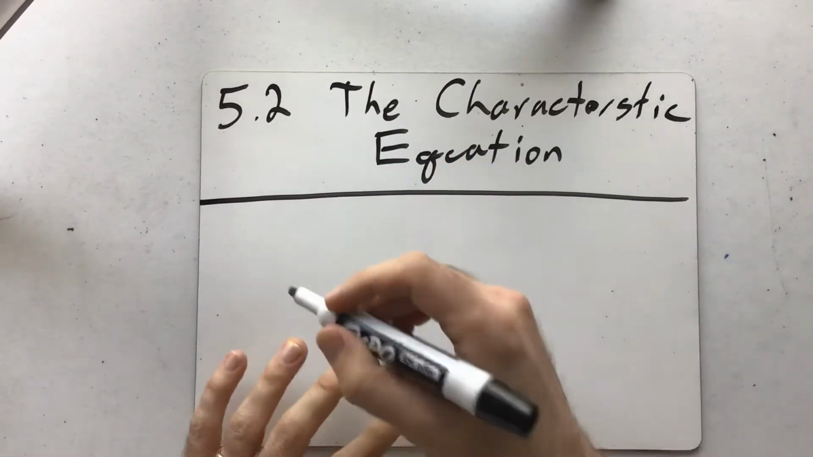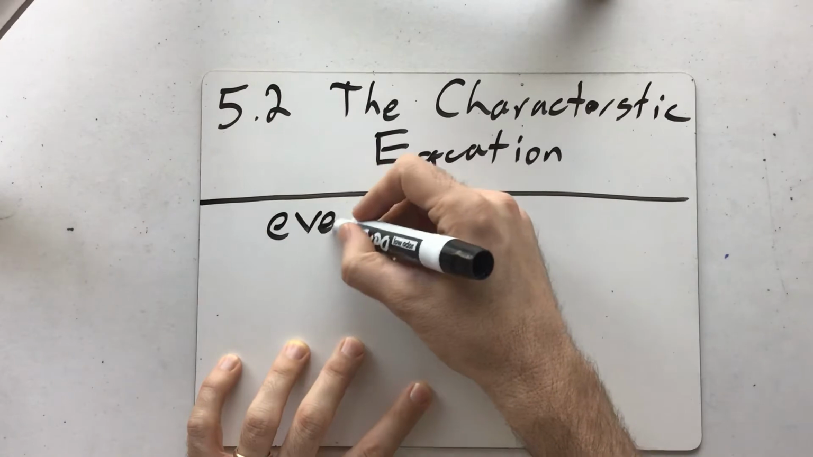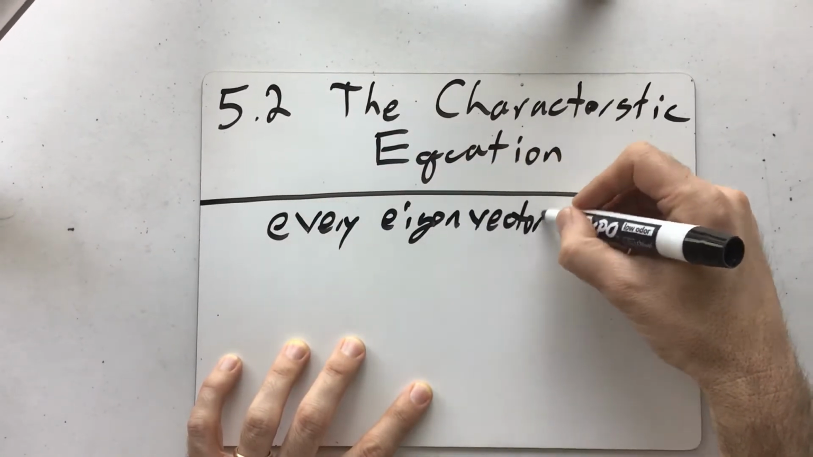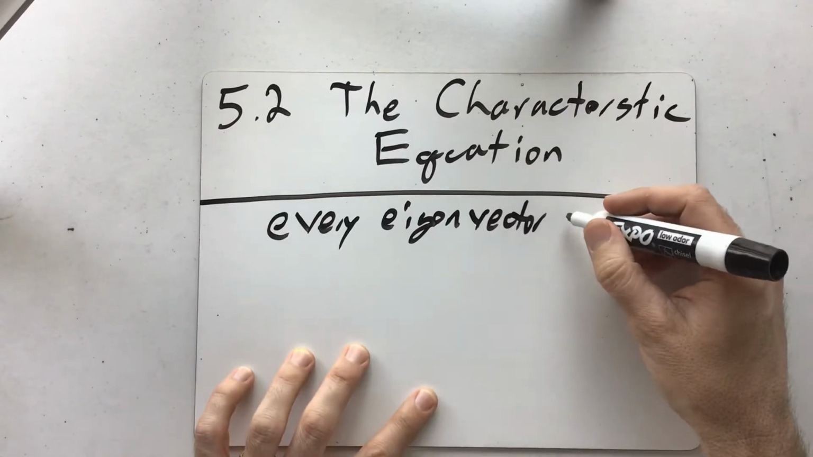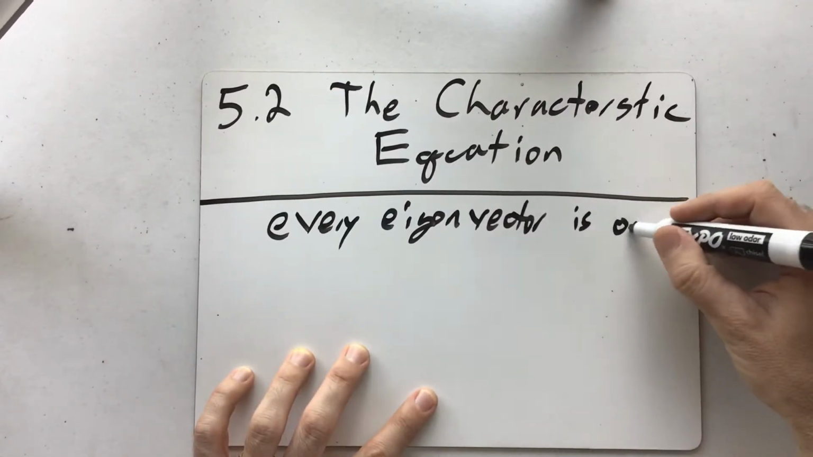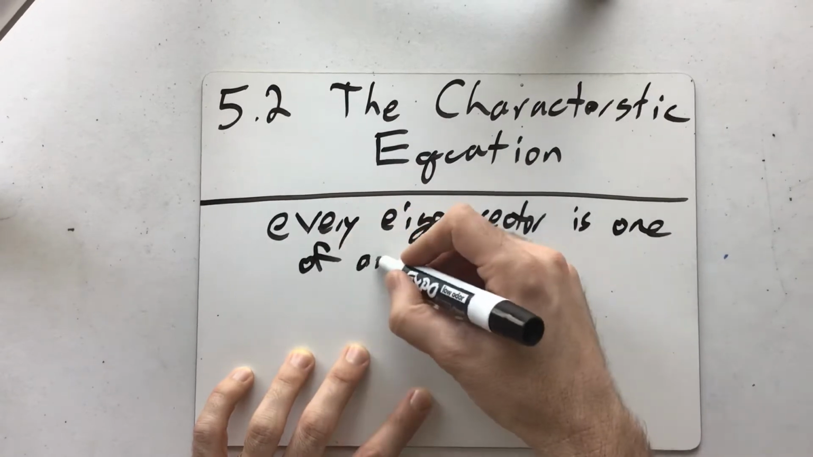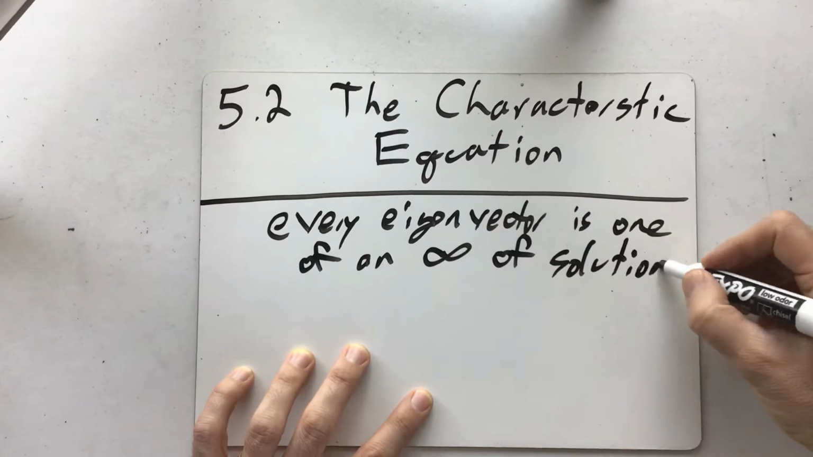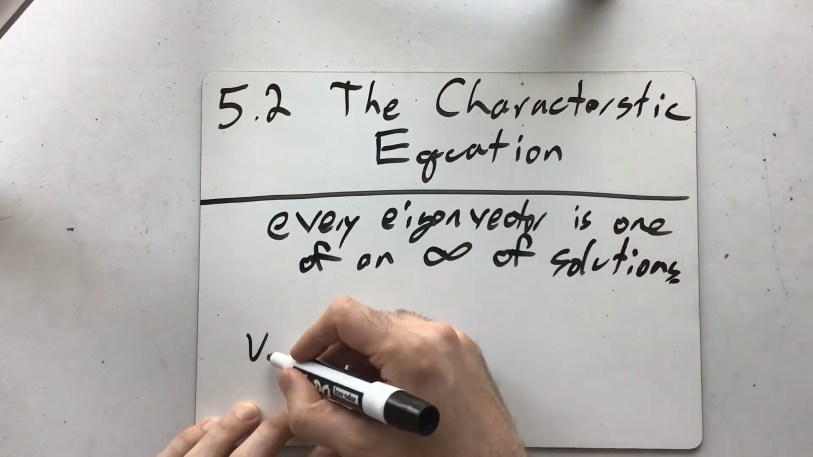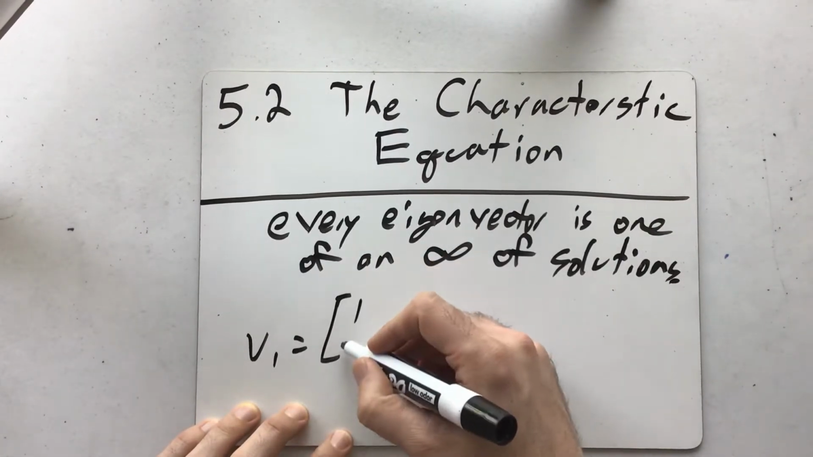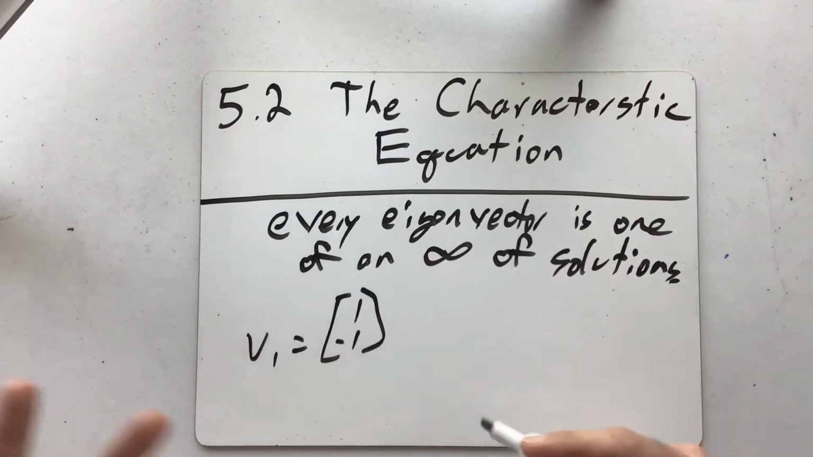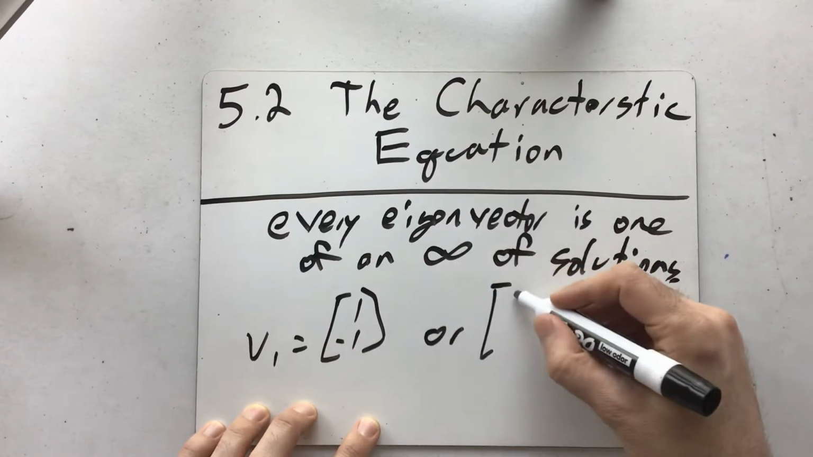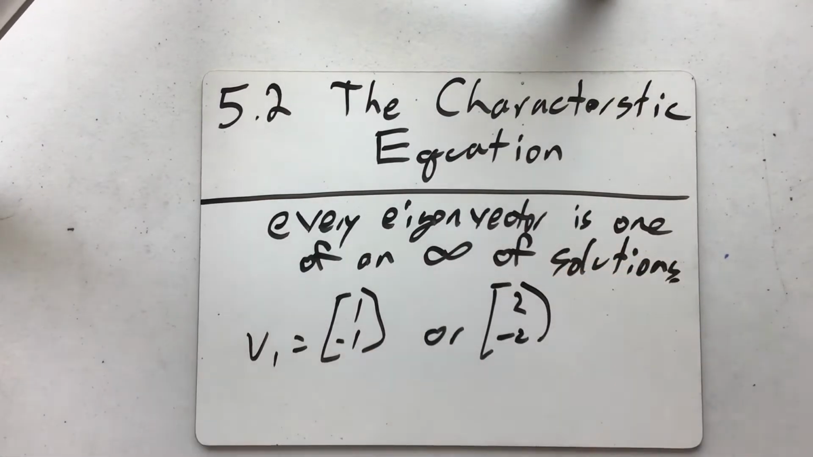Every time we find an eigenvector, every eigenvector is actually one of many eigenvectors. So every eigenvector is one of an infinite number of solutions. If you remember last time, we saw an example where our eigenvector was 1, 1, negative 1, I think, maybe, I can't remember what it was. But then we also saw that we could have done 2, negative 2 for a vector, and we actually had lots and lots of vectors.